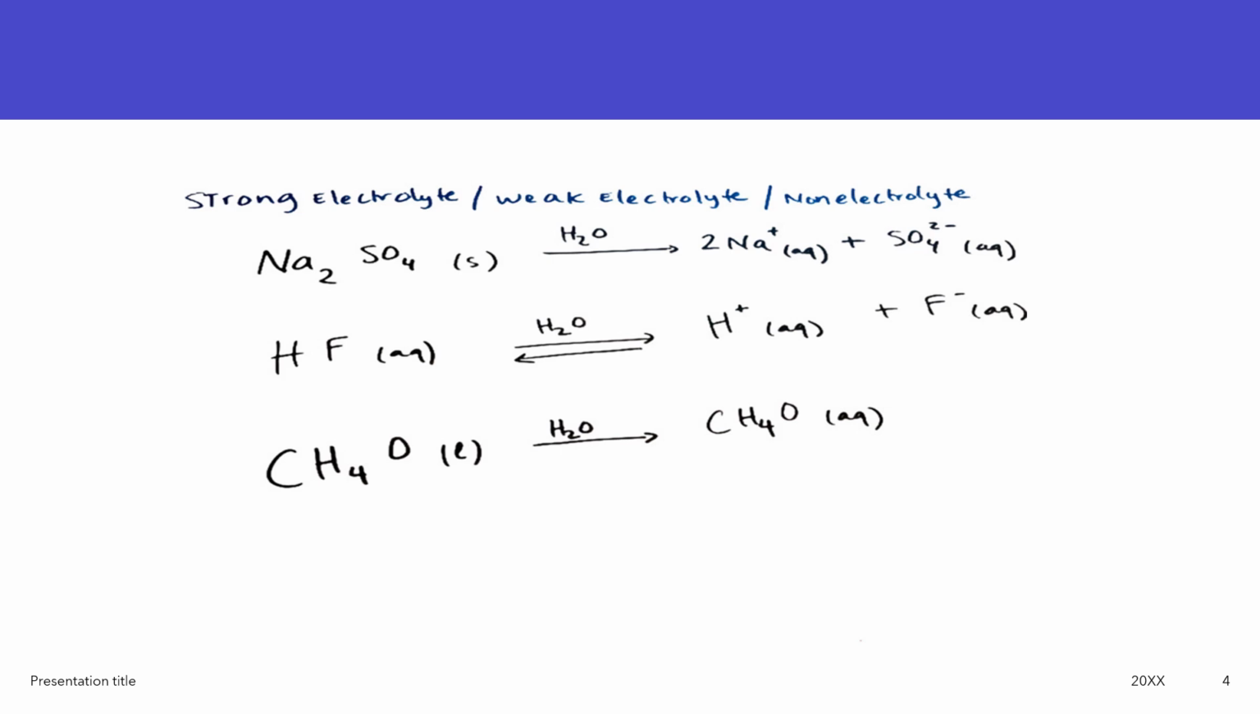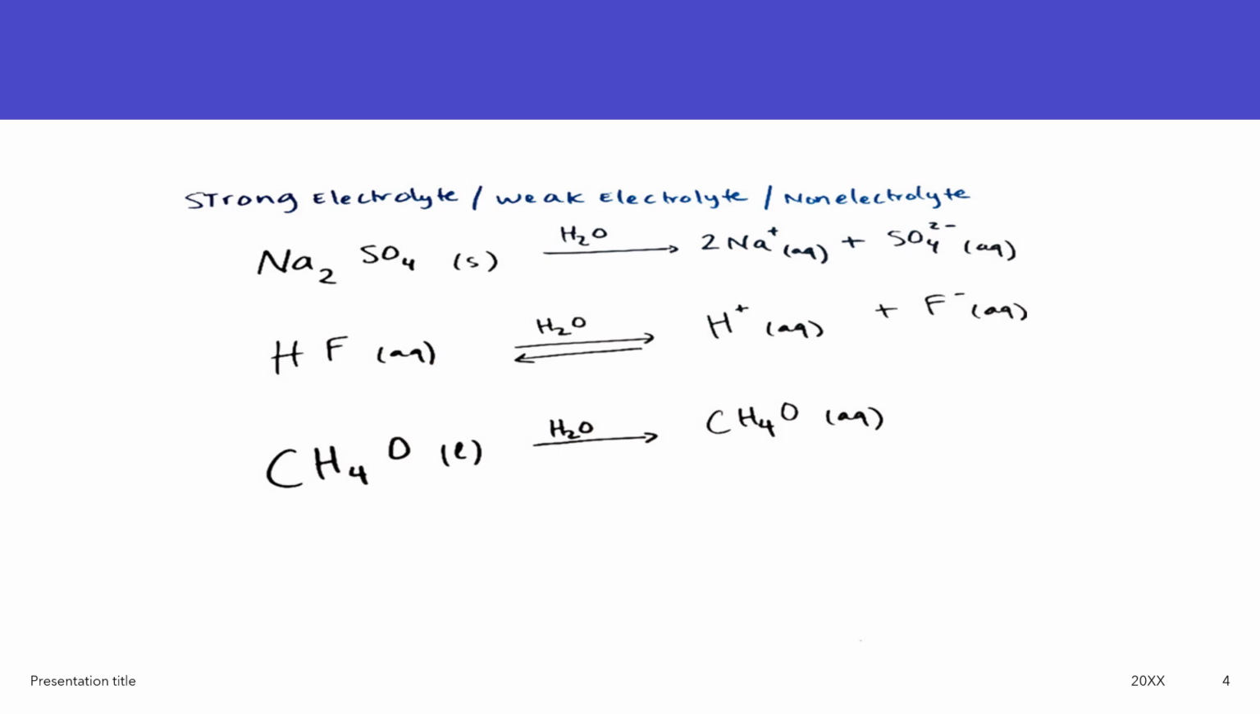Okay, if you typed strong, then you are correct. Sodium sulfate is a strong electrolyte. When it dissolves in water, it dissociates completely into sodium ions, 2 Na+, and sulfate ions, SO4 2-. So it is a strong electrolyte.